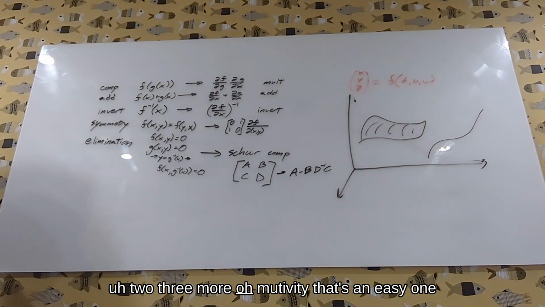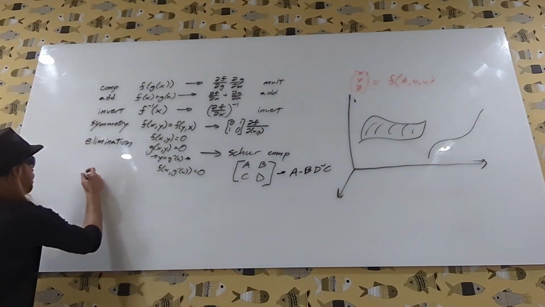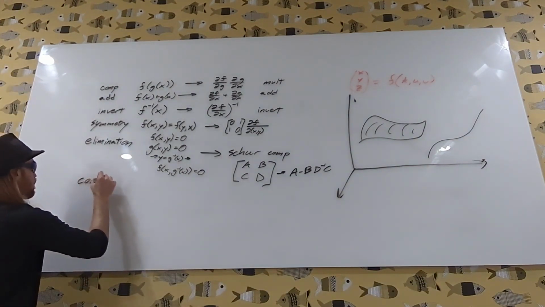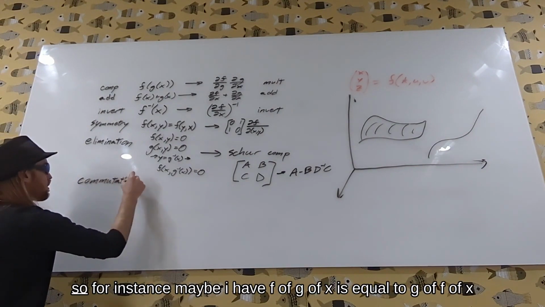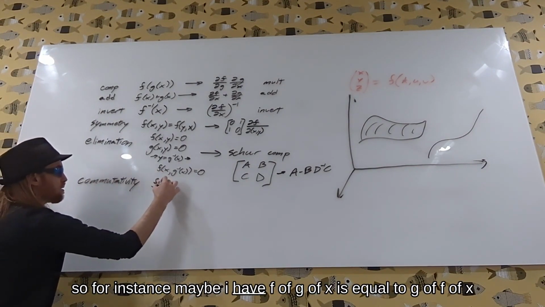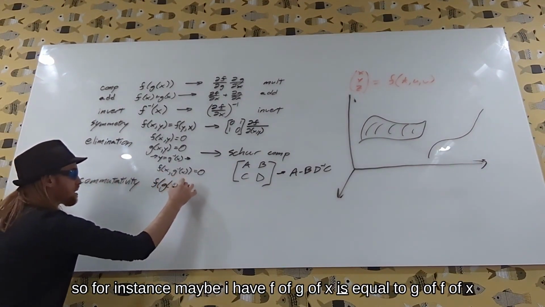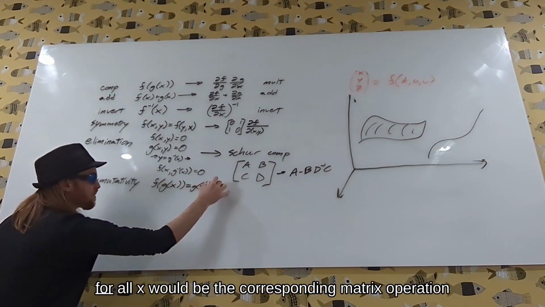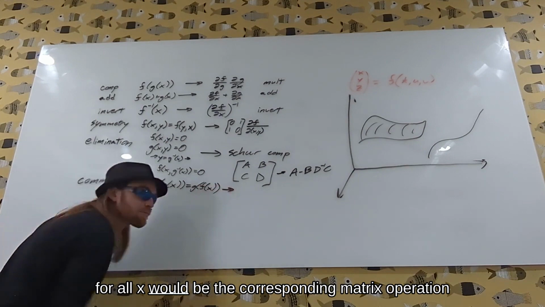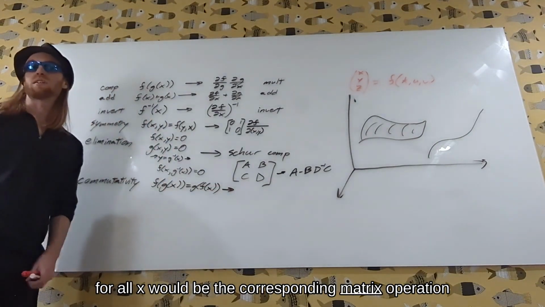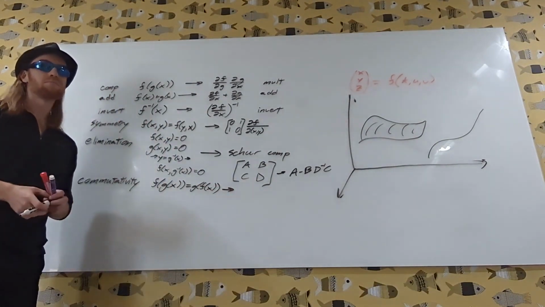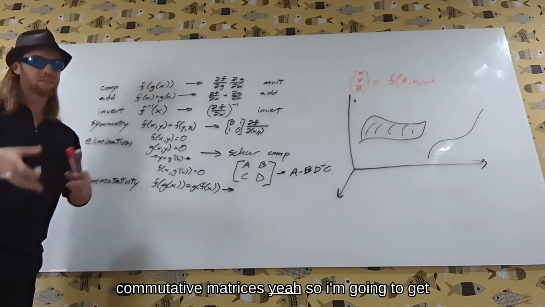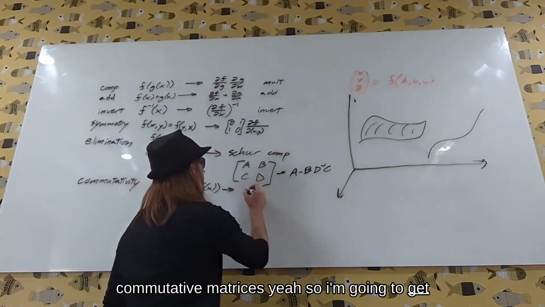Two, three more. Oh, commutativity, that's an easy one. So for instance, maybe I have f of g of x is equal to g of f of x for all x. What would be the corresponding matrix operation? Commutative matrices, yeah.